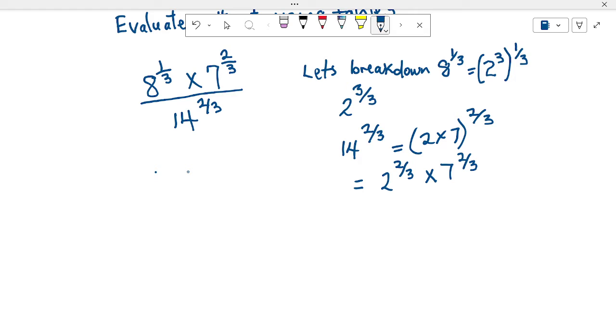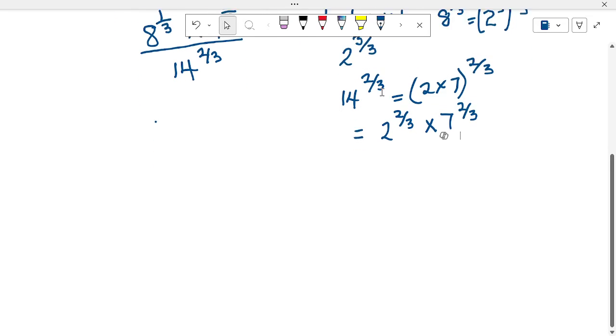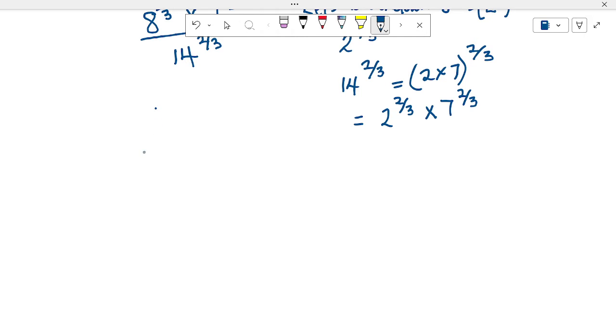Now we want to bring in all what we have been able to get. We have 2 raised to power 3 all over 3 here, times 7 raised to power 2 all over 3, divided by 2 raised to power 2 all over 3 times 7 raised to power 2 all over 3.